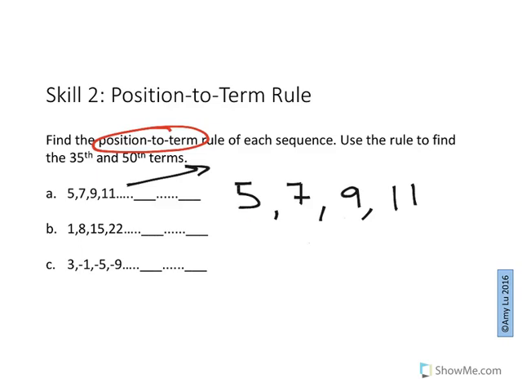But my position to term rule is literally taking my position, the first term, the second term, the third term, and the fourth term, and trying to transform the position into the term. So we're transitioning position to the term. So I have to figure out how to turn 1 into 5, 2 into 7, 3 into 9, and 4 into 11. And it has to be the same rule each time.